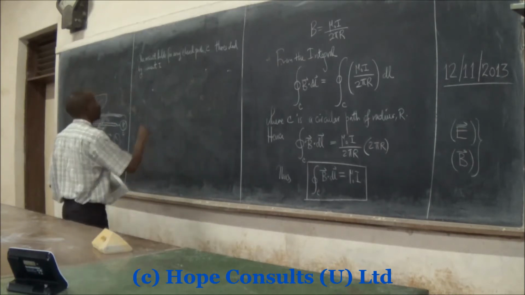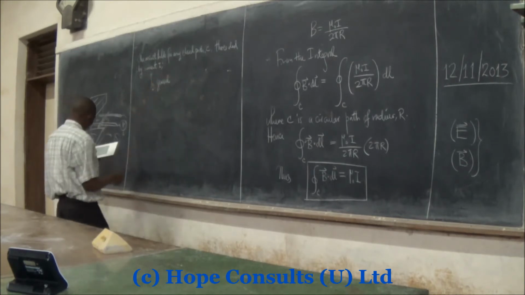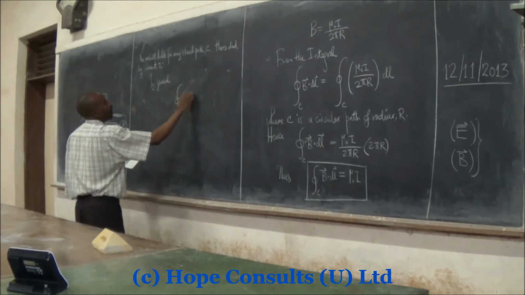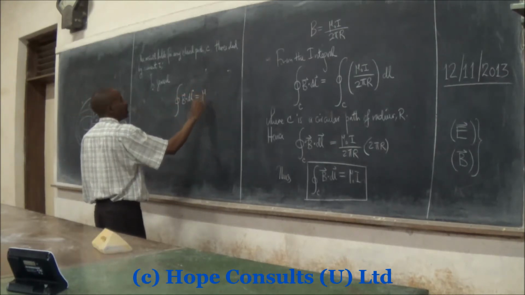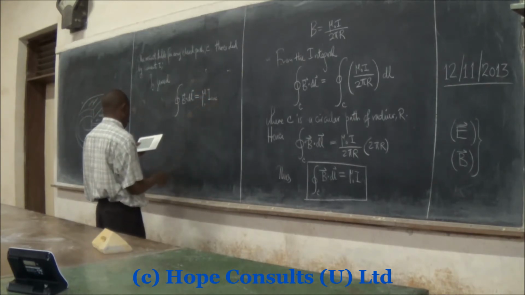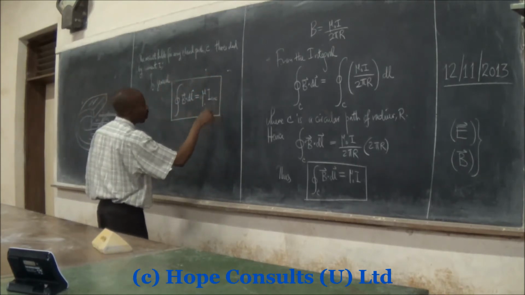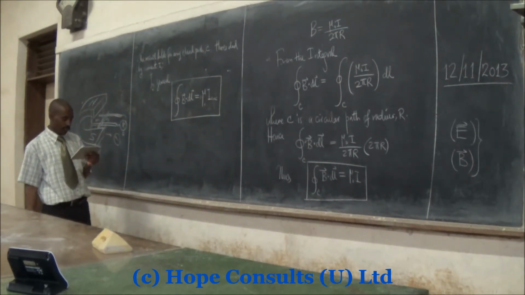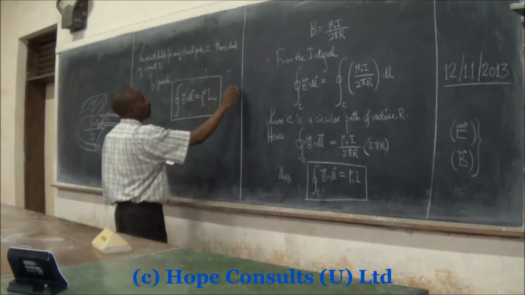In general, the integral of B dot dl is equal to mu naught I, where I should be the enclosed current. So if you look at the current enclosed by this region, this is our general expression, and we can call this equation 1.